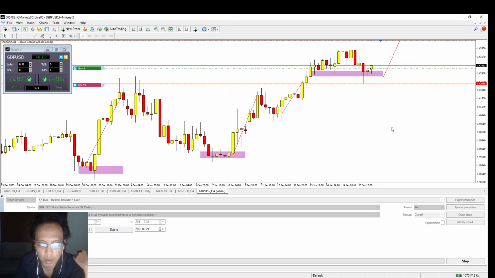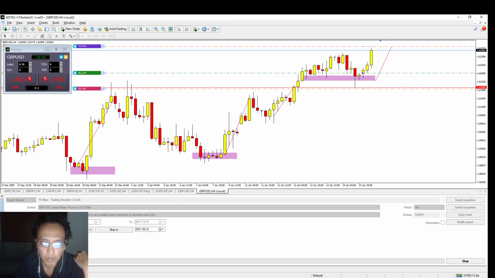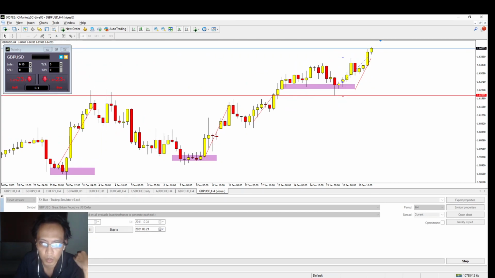So let's see what happens. I could not see my money. It's okay, this is just a demonstration. The simulator is a good way for you to practice your strategy. Okay, so price goes up. Price has reached my TP point.